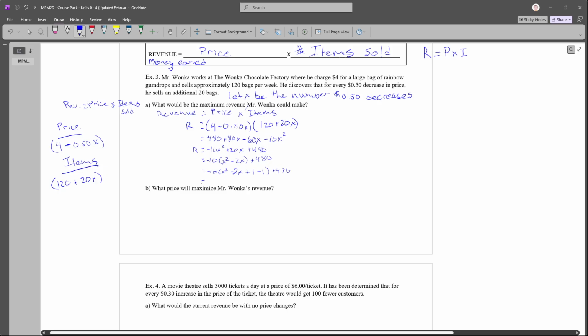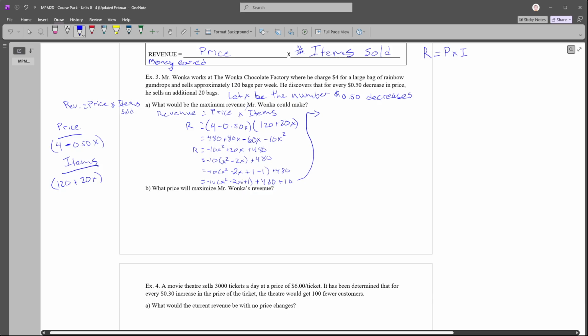Now we have to bring this minus 1 to the outside, but we have to multiply it by a to do that. So negative 1 times negative 10 is just going to give us 10. So we have negative 10 times x squared minus 2x plus 1, and on the outside we have plus 480 plus 10. Now we're definitely not done yet, so we have to keep going. Now we're going to combine those two terms. That's going to be 490.